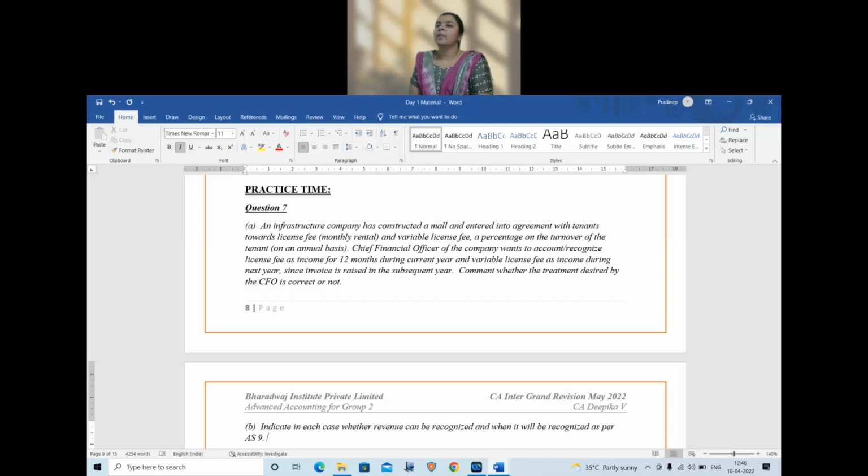Shall we? Question number 7. An infrastructure company has constructed a mall and entered into an agreement with tenants towards license fee, which is a monthly rental, and variable license fee as a percentage of turnover of the tenant on an annual basis. The chief financial officer of the company wants to account or recognize the license fee income for 12 months.